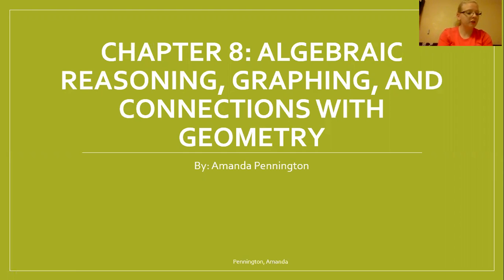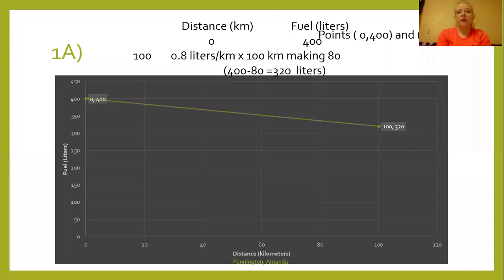It says, draw a graph for each of the following scenarios and explain why your graph corresponds to the scenario. So we're going to go ahead and get started. Our first one wants to know about the amount of gas in a gas tank when a driver drives across country. So right now, we're going to say that the driver has 400 liters in the tank. He just filled up at the gas station, so he hasn't gone any miles.